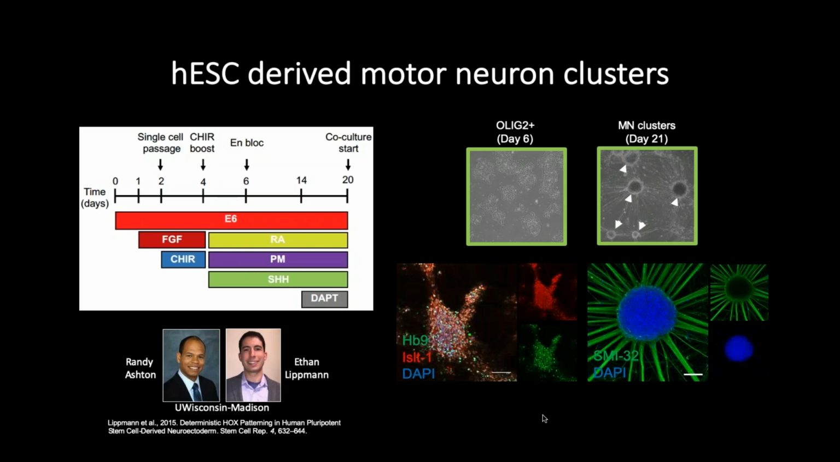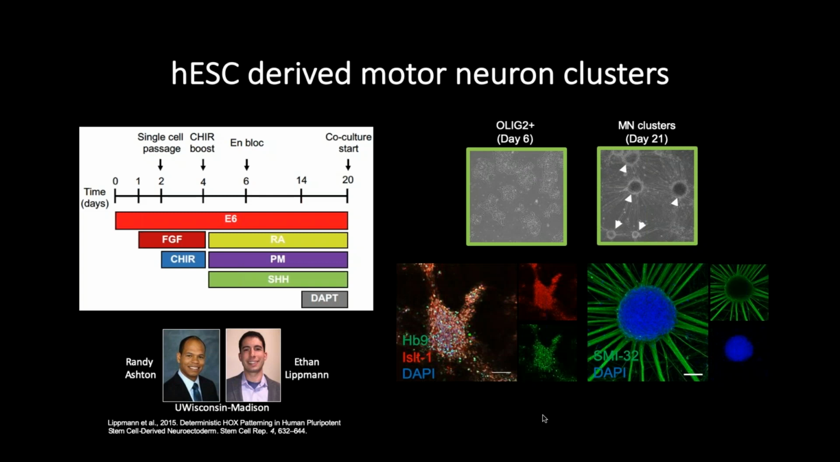So with that observation in hand, we reached out to our collaborator, Randy Ashton at the University of Wisconsin, who at the time had developed a new protocol to push human-derived embryonic stem cells to the motor neuron lineage.